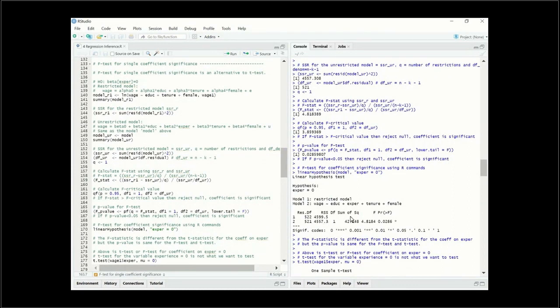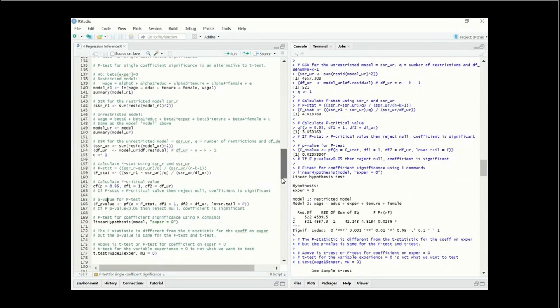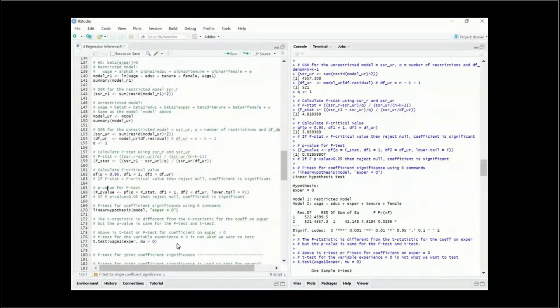So notice that even though here we're saying experience equals 0, we don't test that experience itself is equal to 0. We tested the coefficient on experience, whether or not that is significantly different from 0. So that's an important distinction to make. If we actually want to test whether the experience itself is significantly different from 0.